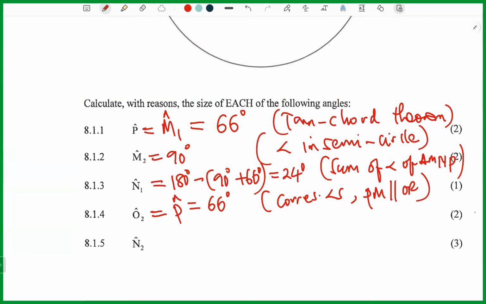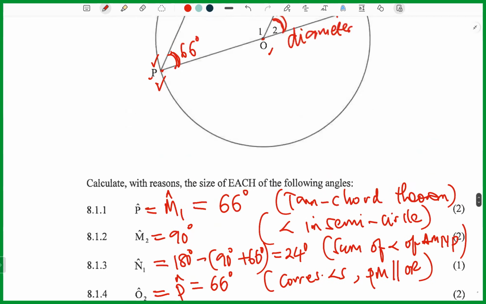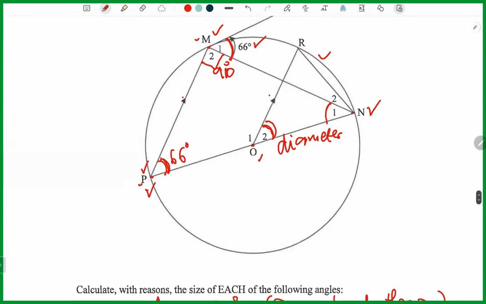Then we have one more, 8.1.5. We're interested in finding the size of angle N2. How to find the size of angle N2? We already know angle N1, and we found it to be 24 degrees. So we just need to find angle N2 in here. What is the size of that angle there?